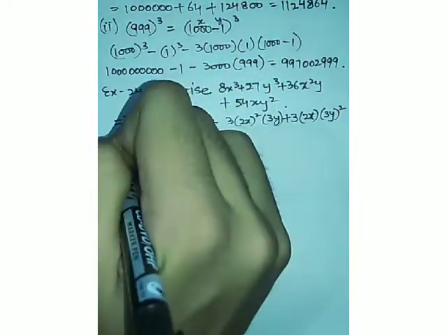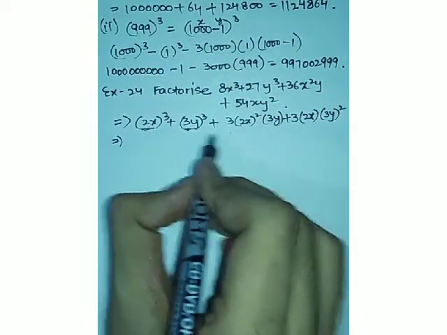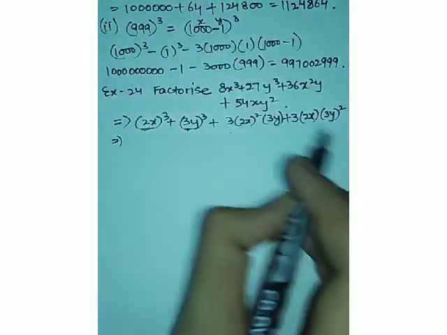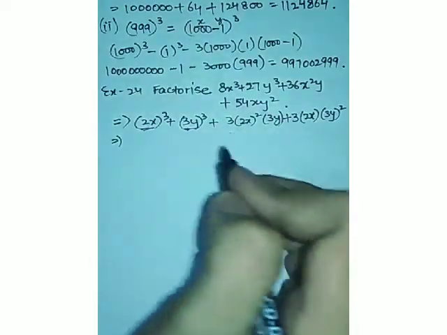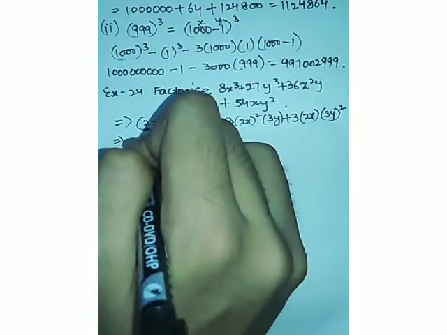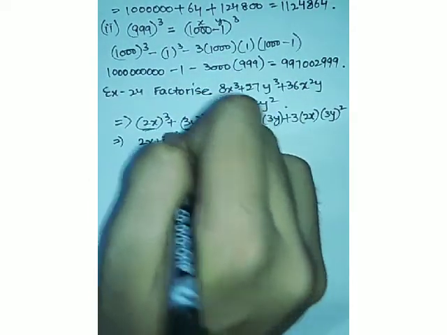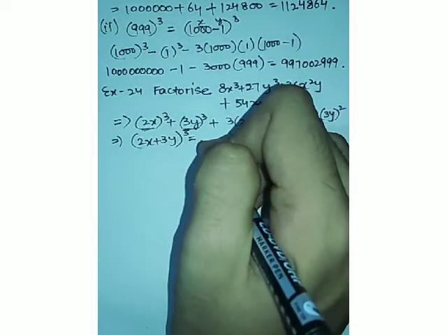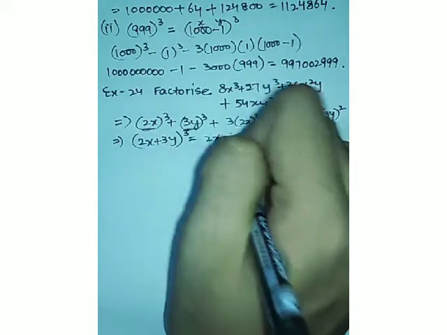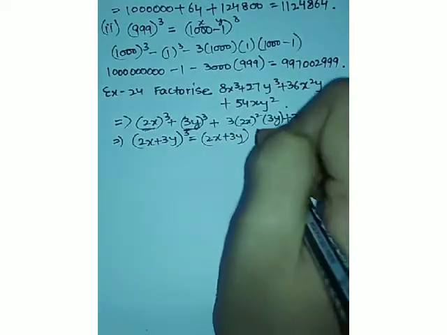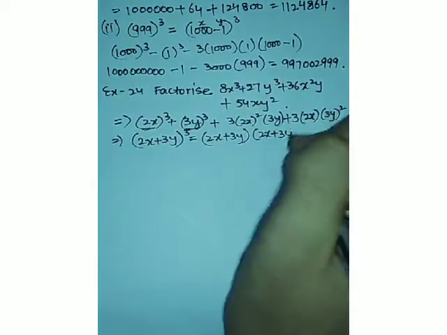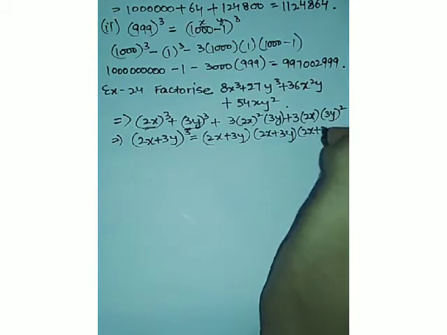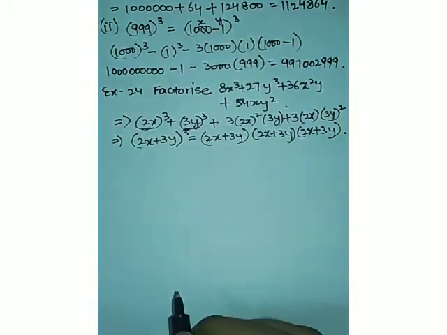Clear? So now this is a cube plus b cube plus 3a square b plus 3ab square, and what is a and b? That is 2x and 3y. It means (2x plus 3y) cube is our required identity, and we want to decipher it into the factors only. So 2x plus 3y, again 2x plus 3y, and again 2x plus 3y. So these are the three factors which we have got from the identity of cube.